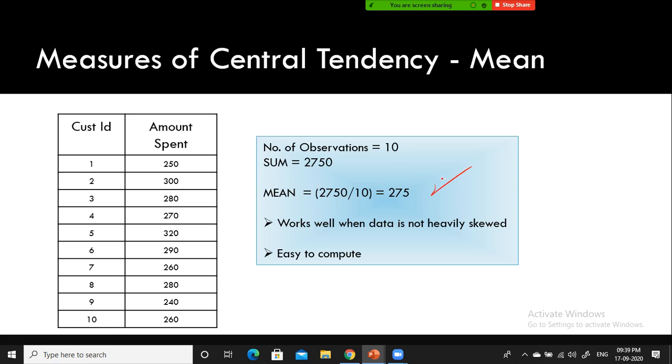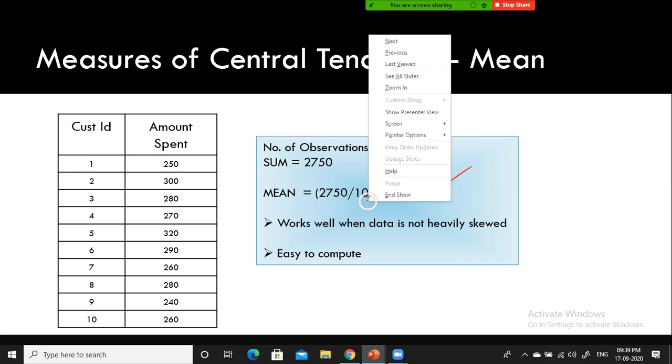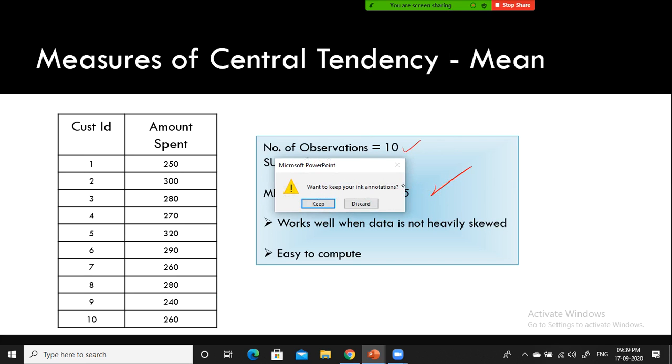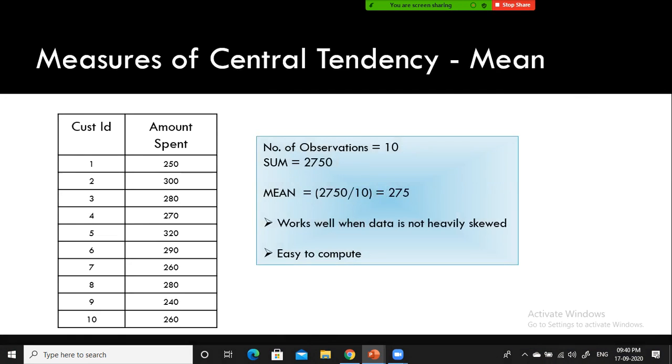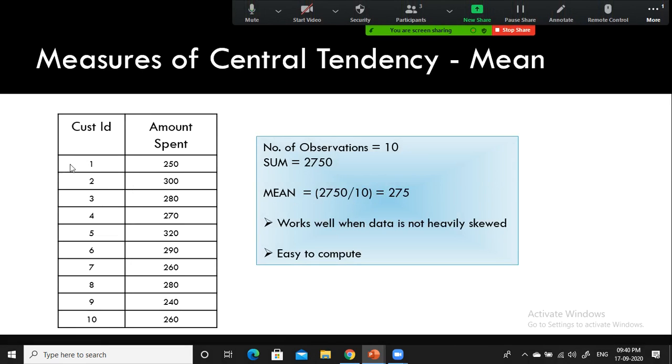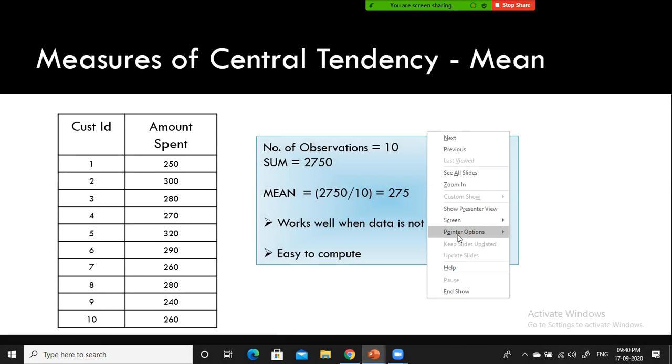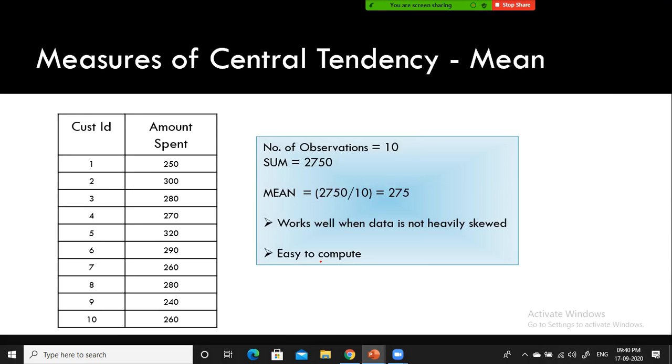This is very simple. We studied this in school time. How many observations? 10, right? That is the reason why in the denominator we put 10. The mean is very simple. It is easy to compute. You don't have to use any complex formula.